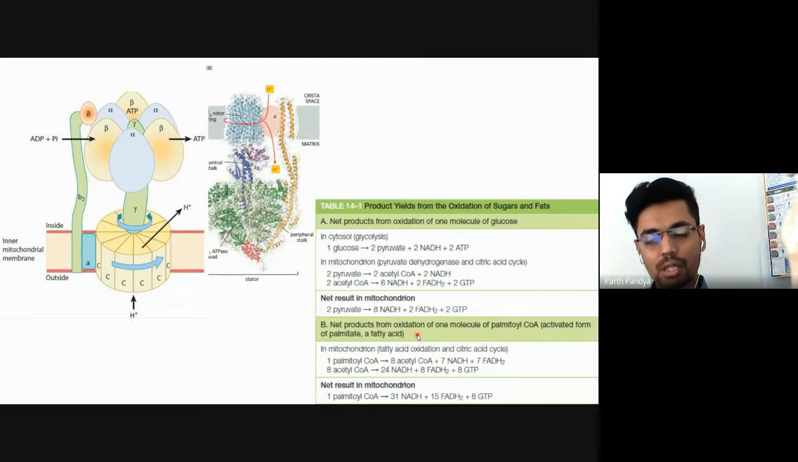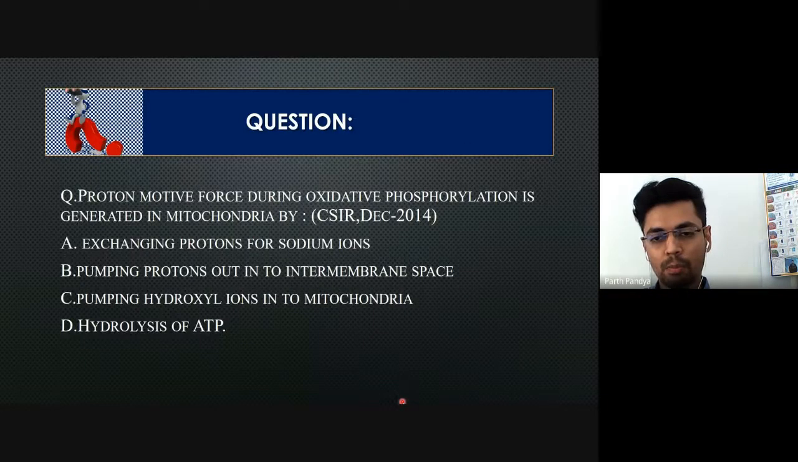Likewise, we also know fatty acid beta oxidation also occurs in this, where the example is palmitoyl-CoA. So one palmitoyl-CoA, when it is broken down, gives 8 acetyl-CoA and 7 NADH and 7 FADH2 molecules. This acetyl-CoA further undergoes oxidation, where 24 NADH, 8 FADH2, and 8 GTP are produced. So overall, one palmitoyl molecule of fatty acid produces 31 NADH plus 15 FADH2 and 8 GTP molecules. Okay. Yes, coming on to the question.